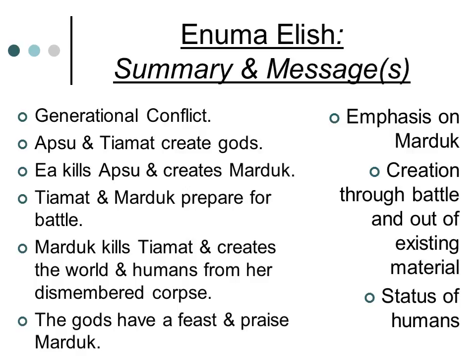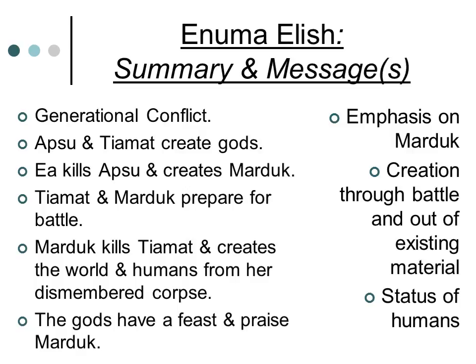Ea suggests that they make humans from the blood of the leader of the rebellion, our old friend Kingu. So the gods bind Kingu, and humans are created from his blood. The narrative doesn't specifically describe the creation of humans because, as it says, "that deed is impossible to describe." The epic then concludes with the younger gods holding a feast and praising Marduk by 50 different names.